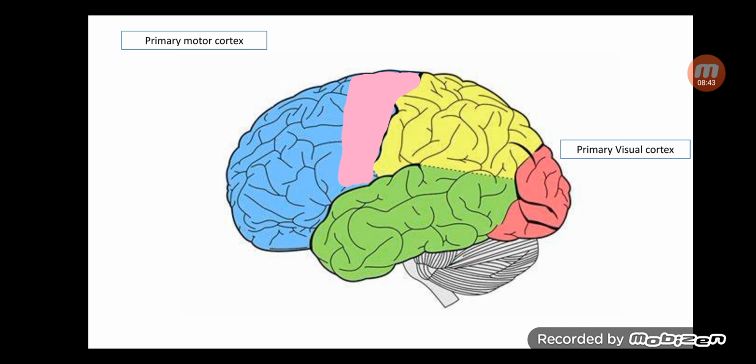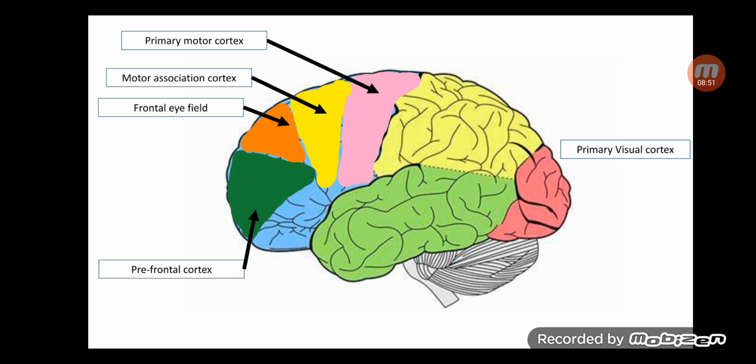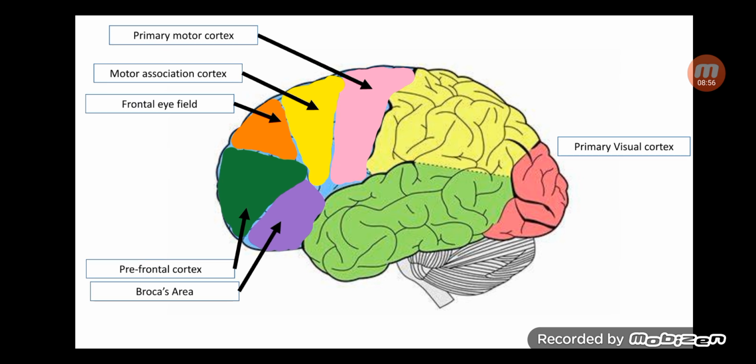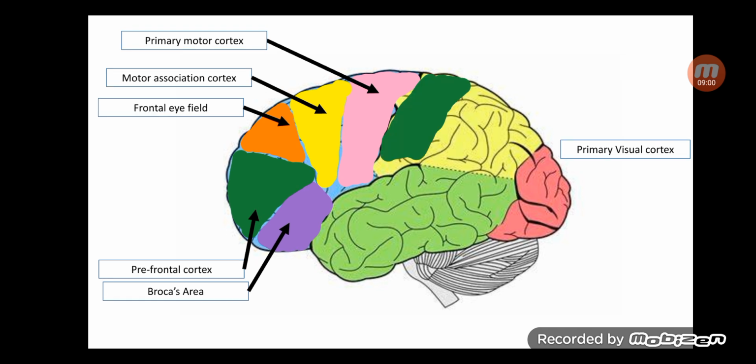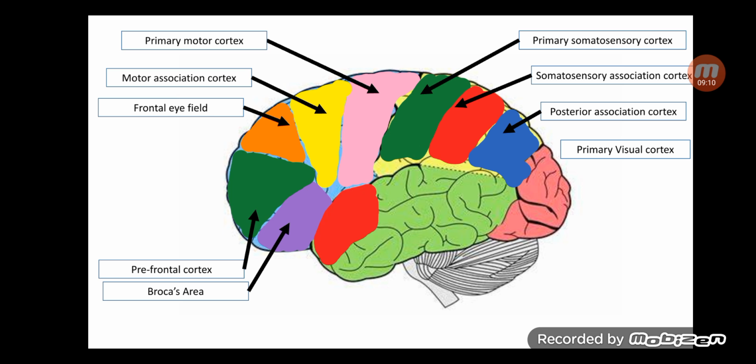First we will start with the cortical areas of the frontal lobe, which are primary motor cortex and motor association cortex. The third area we have is frontal eye field. The fourth area we have is prefrontal cortex, and the fifth area we have is Broca's area. Now let's talk about the cortical areas of the parietal lobe, which are primary somatosensory cortex, somatosensory association cortex, and posterior association cortex or multimodal cortex.